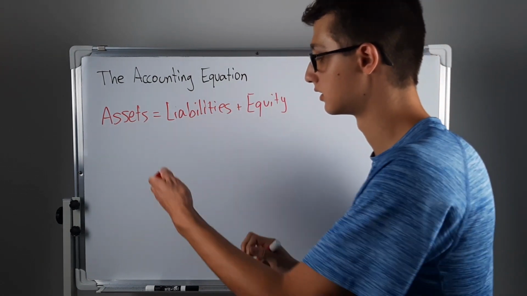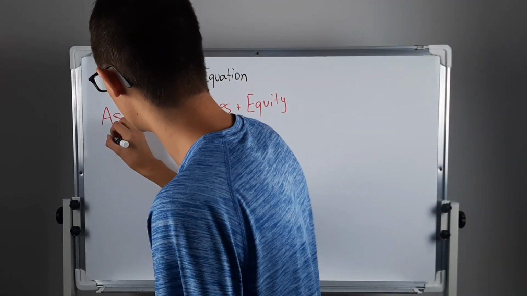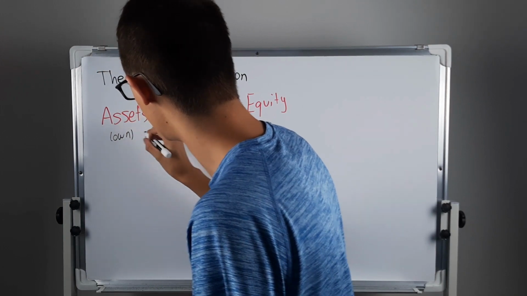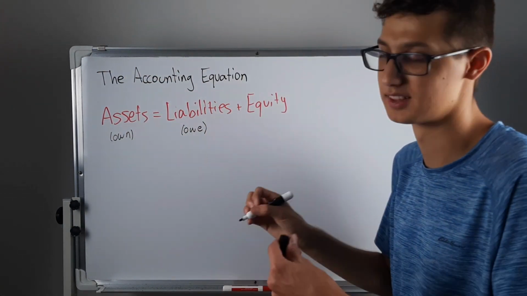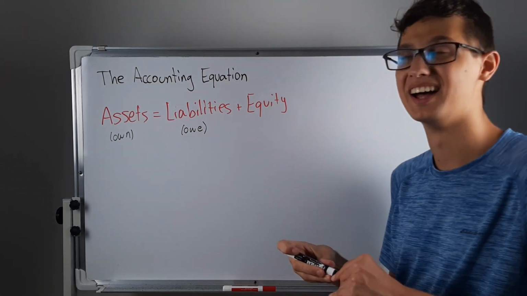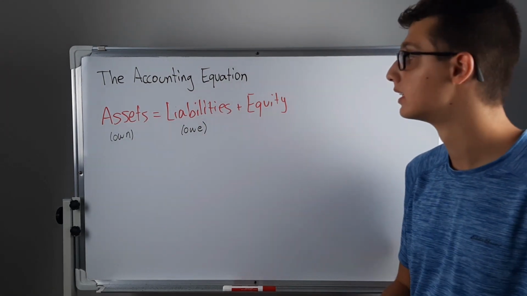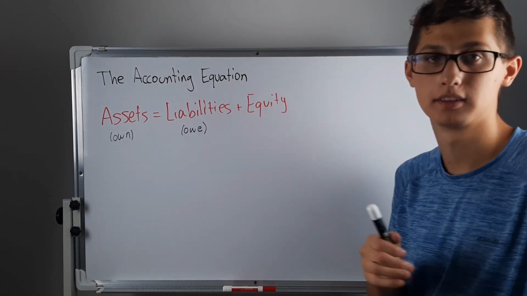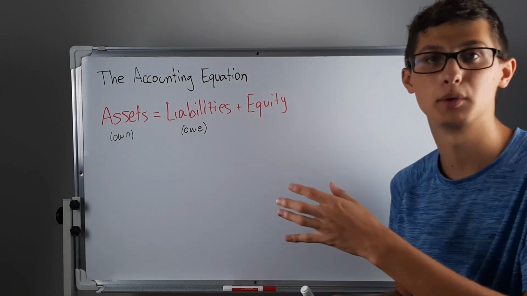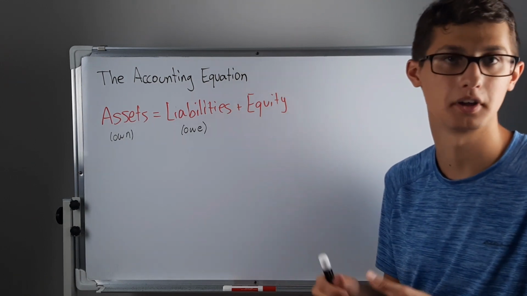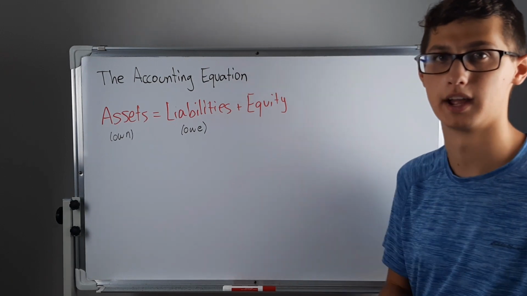So assets, I'll put this in black here, is what you own, and this is what you owe. And then equity is the rest. That's just the easiest way to think about it. So assets equals liabilities plus equity. We can also rearrange this equation in a few different ways if we want to solve for something in particular, but I'm going to hold off on that for now.